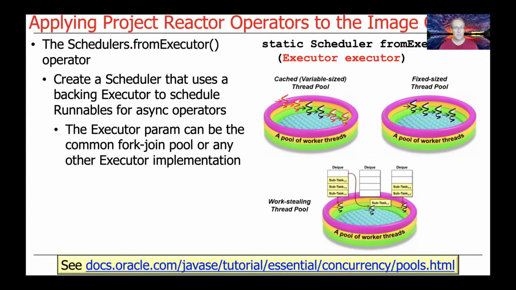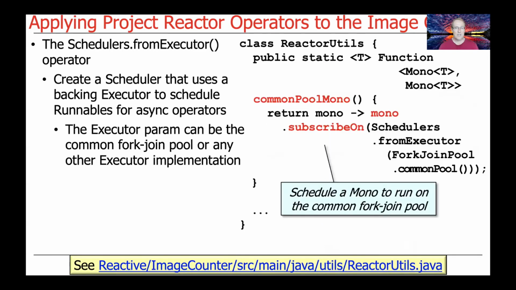And of course, you could also define instances of, say, ThreadPoolExecutor that had different parameters than we get out of the box, or you could even implement your own executor as long as it conforms to the Executor interface and use that as a parameter here. Here's a simple example we'll take a look at in more detail when we get into the source code in the image counter example.